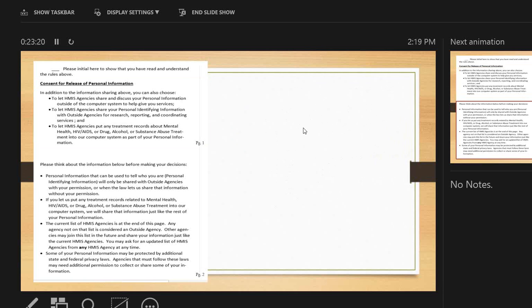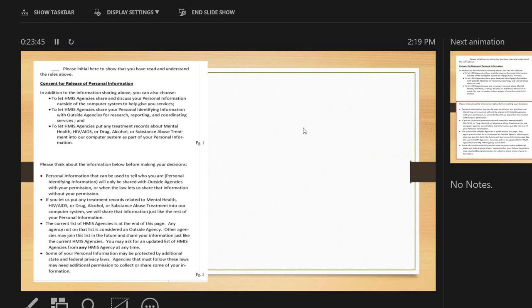Please think about the information below before making your decisions. Personal identifying information, information that can be used to tell who you are, will only be shared with outside agencies with your permission, or when the law lets us share that information without your permission. If you let us put any treatment records related to mental health, HIV or AIDS, or drug, alcohol, or substance abuse treatment into our computer system, we will share that information just like the rest of your personal information.